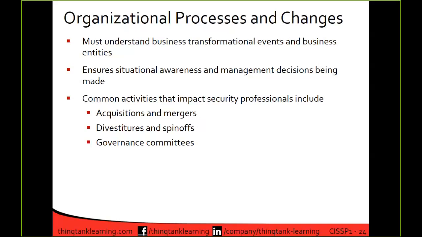What do they mean by understand business transformational events? What would be an example? Well, business entities is what I was just describing. But what would be an example of a business transformational event?